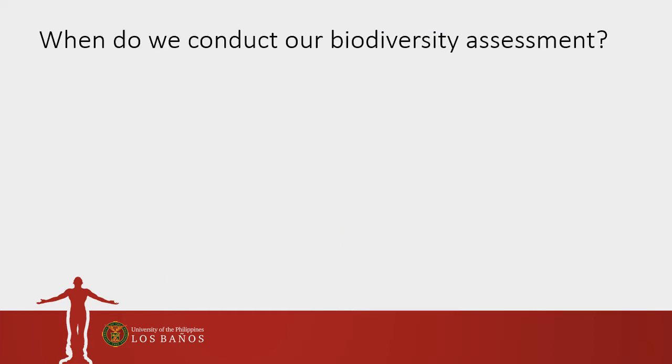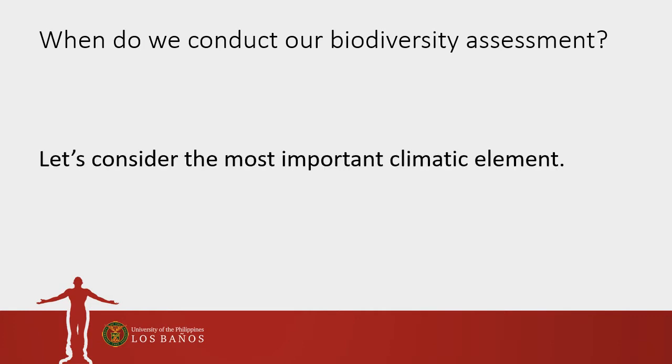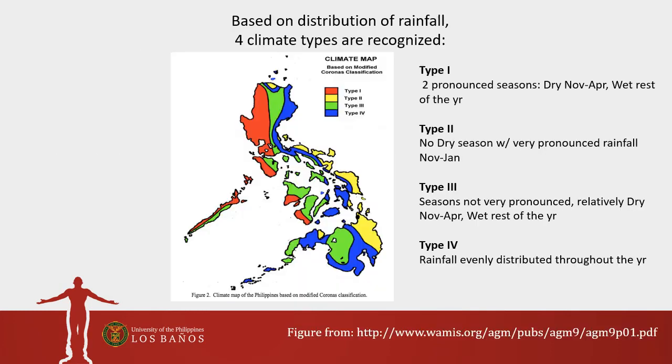When do we conduct our biodiversity assessment? Let's consider the most important climatic element. For wildlife, we are interested in the 4 climate types based on rainfall distribution. We have types 1, 2, 3, and 4.